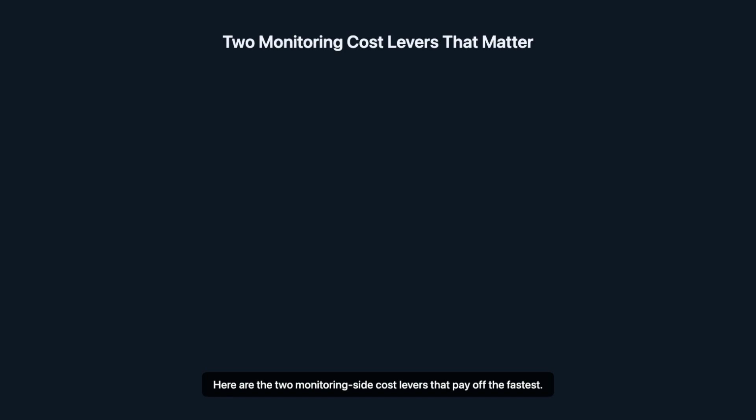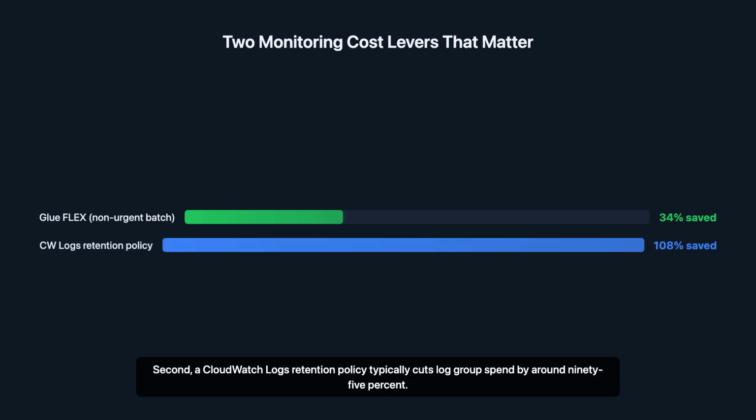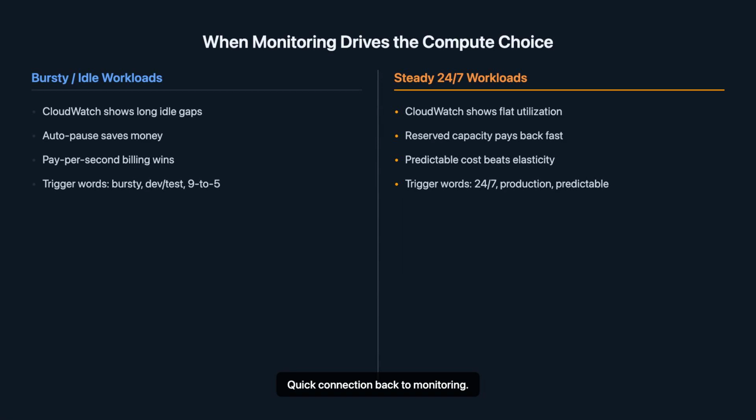Here are the 2 monitoring side cost levers that pay off the fastest. First, GlueFlex takes 34% off non-urgent batch jobs with a single parameter flip. Second, a CloudWatch Logs retention policy typically cuts log group spend by around 95%. That's exactly what fixed the $415 Lambda log group we opened the video with. 1 API call, problem solved. 2 levers, 2 completely different workload patterns, and both come straight out of the monitoring and operations side of the platform.